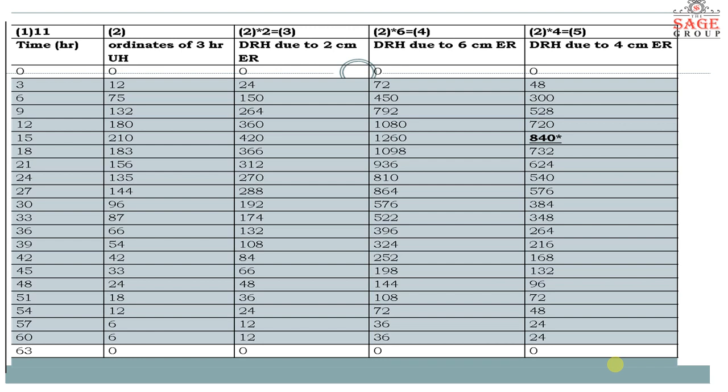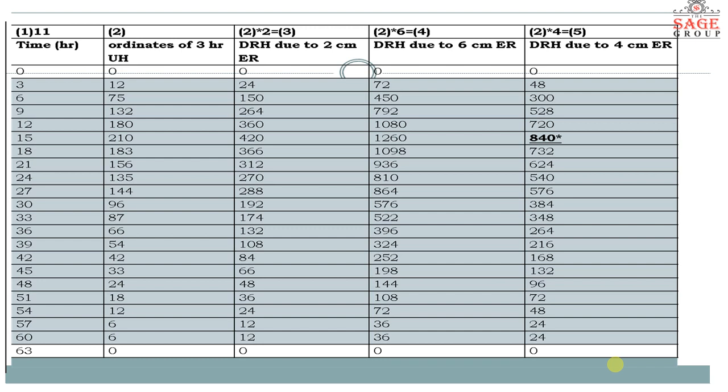Correct. Now similarly in the fourth column we have to make the DRH due to 6 centimeter effective rainfall. So what we will do here is multiply the ordinates in the second column by 6, right? So 0 into 6 will give you 0, 12 into 6 will give you 72, 75 into 6 will give you 450 and so on.